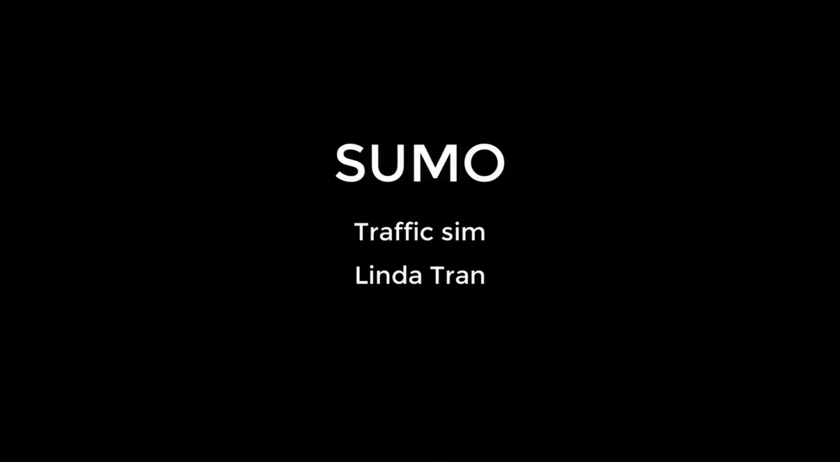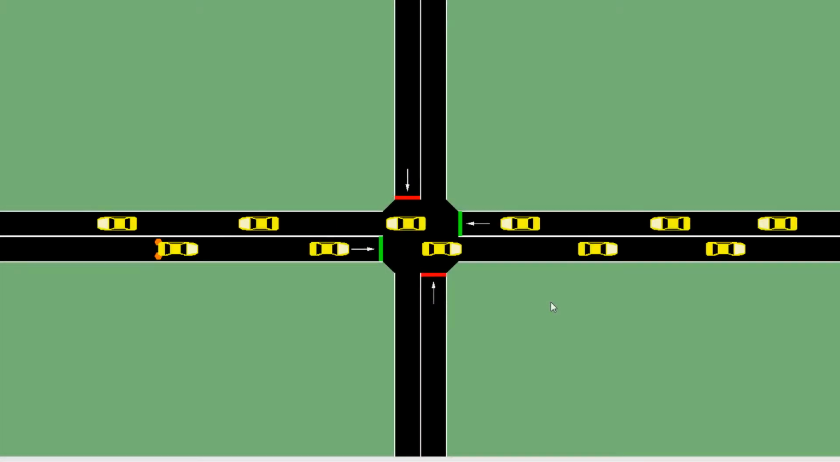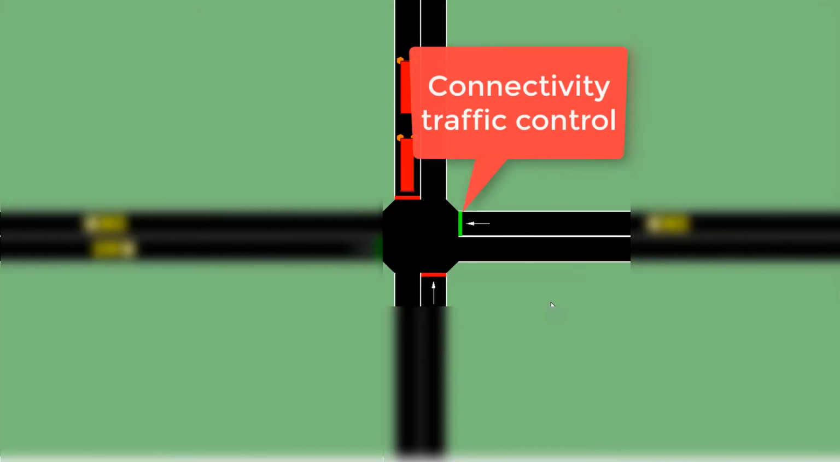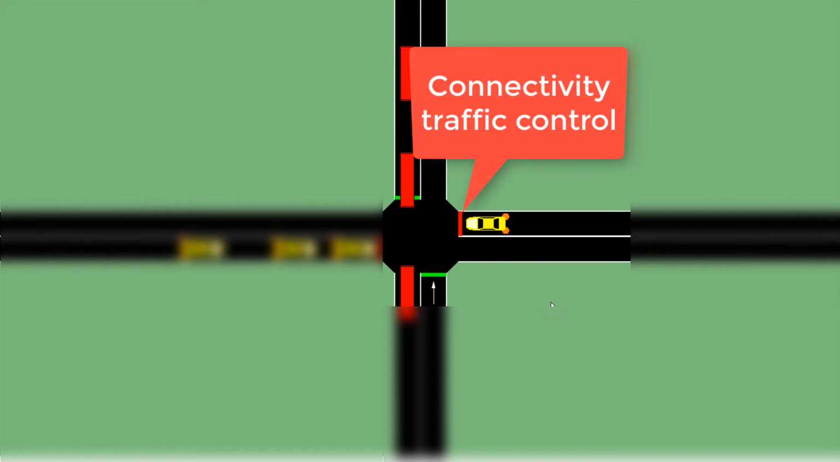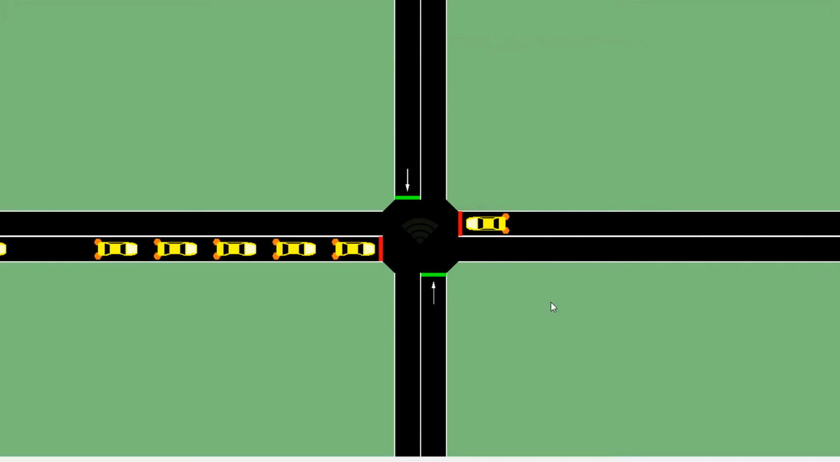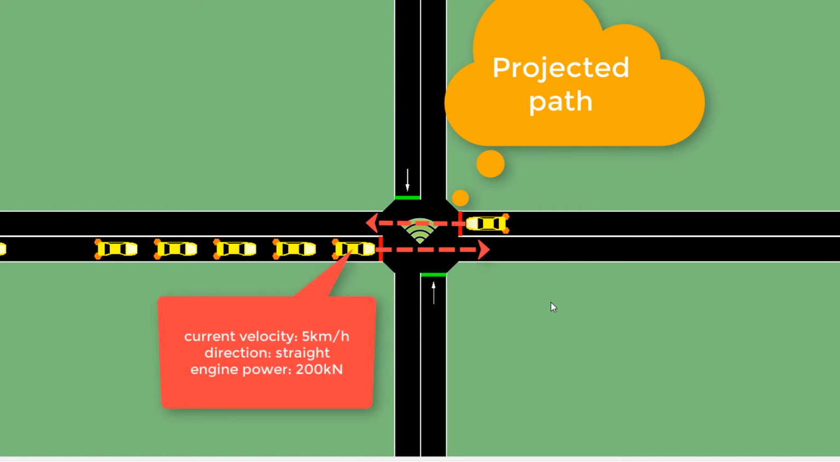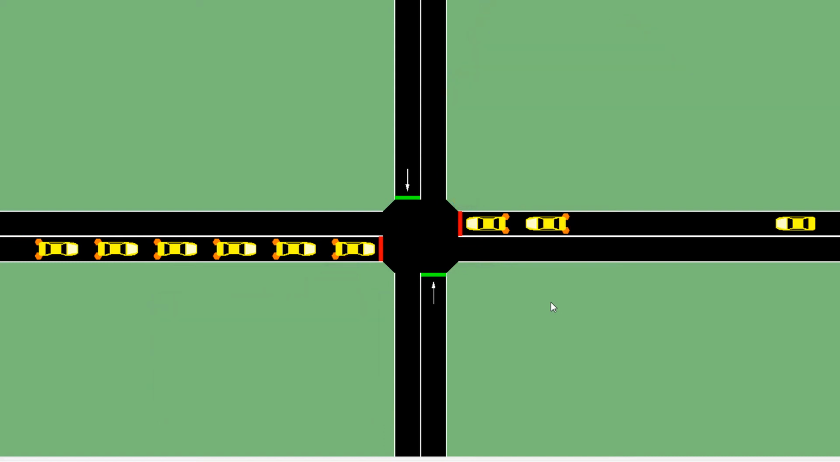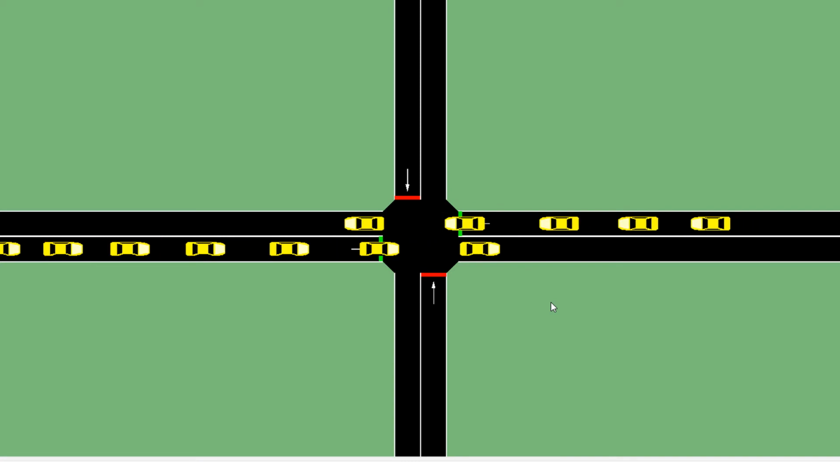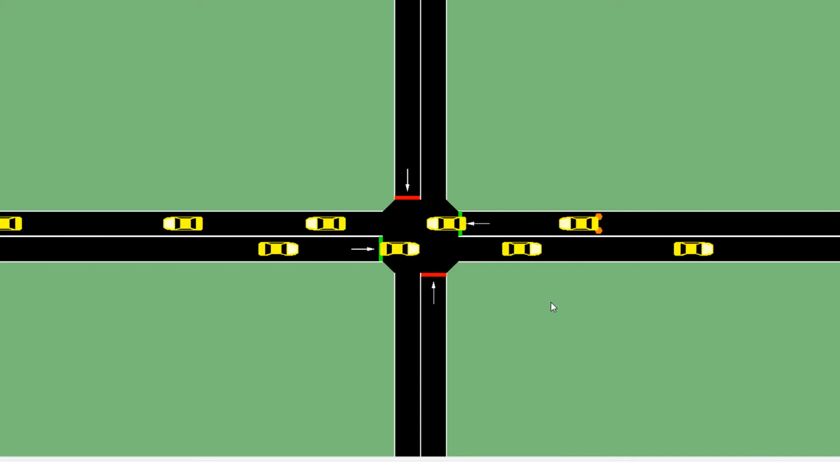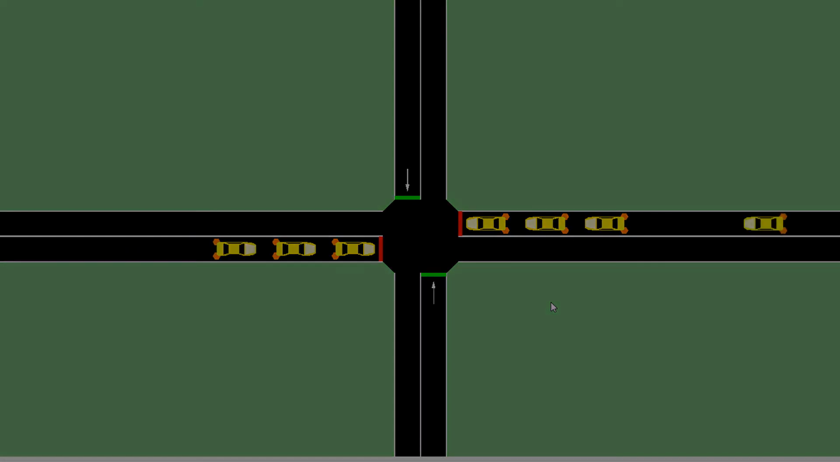The macroscopic simulation is conducted by SUMO. As shown in the graph, the connectivity algorithm will control the traffic flow in the intersection, and it will take in the information provided by the simulation, such as current velocity, direction, and engine power, to project the path, which will feed back to the individual cars, which will then control and improve the flow of the traffic.